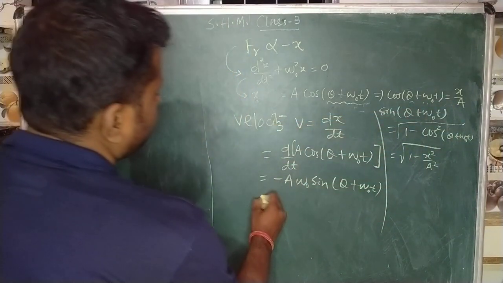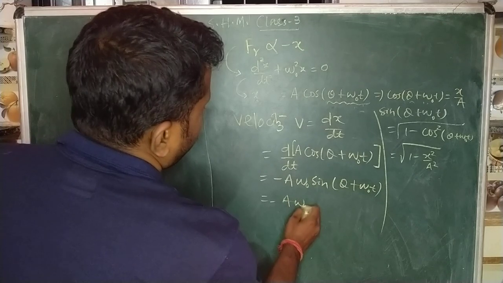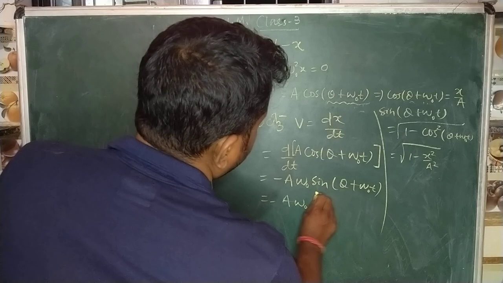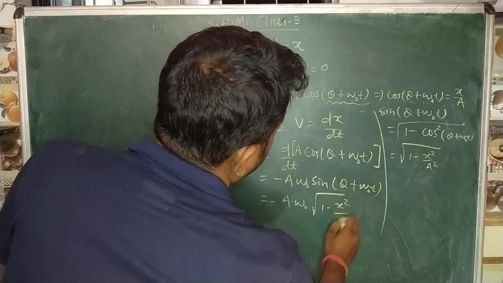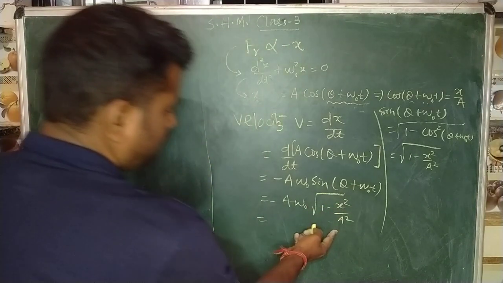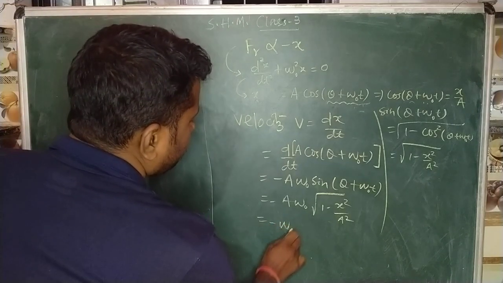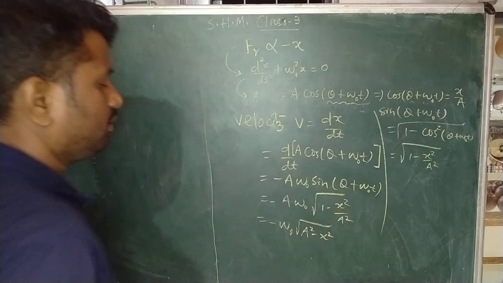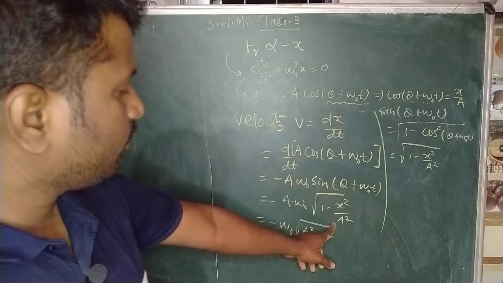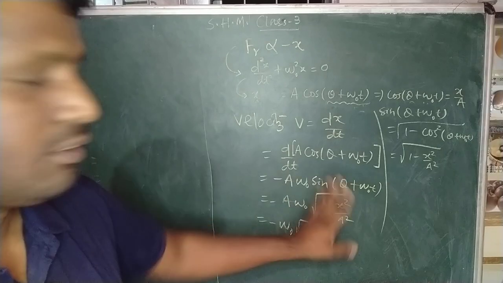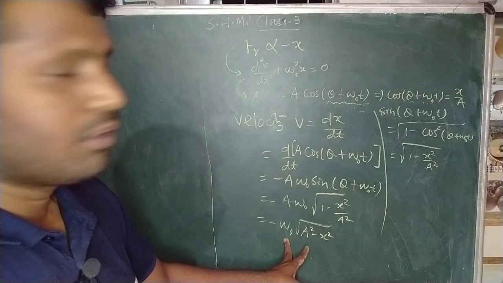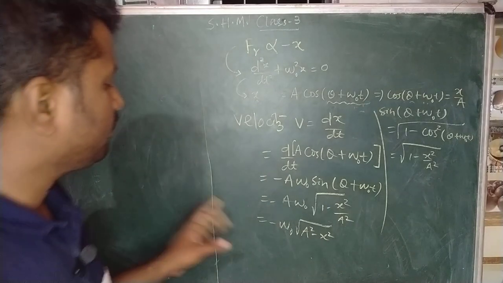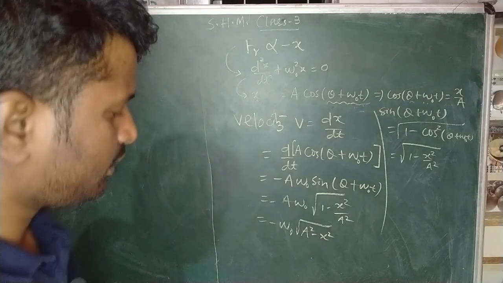So you come here. It will be minus A omega naught times the square root of 1 minus x squared by A squared. It will be minus omega naught square root of A squared minus x squared, since the square root of A squared is A, and this A will cancel out. This will be our final result. Velocity is minus omega naught square root of A squared minus x squared.